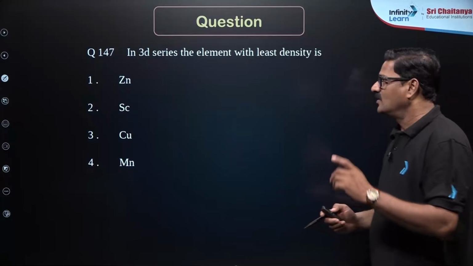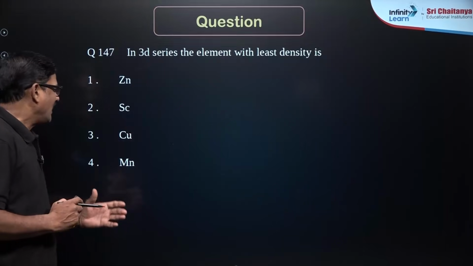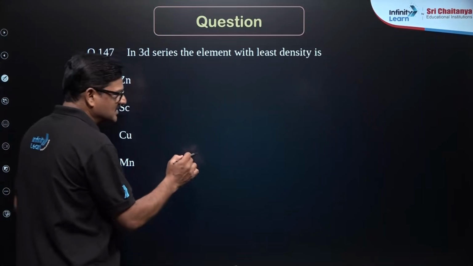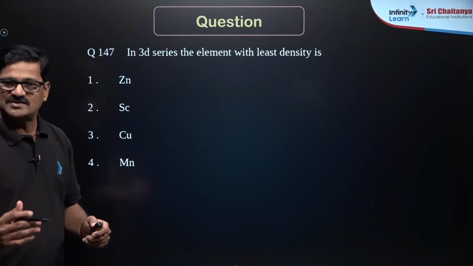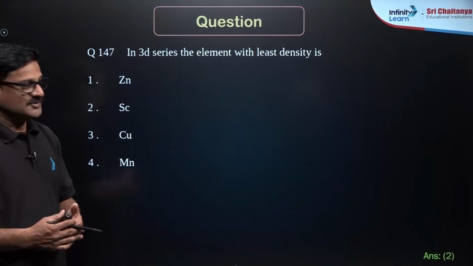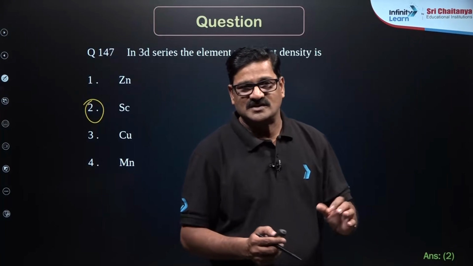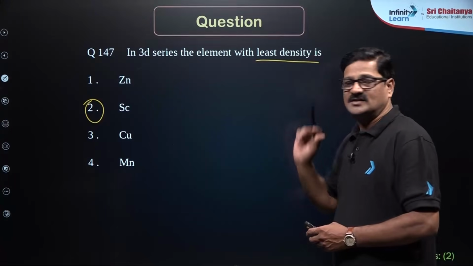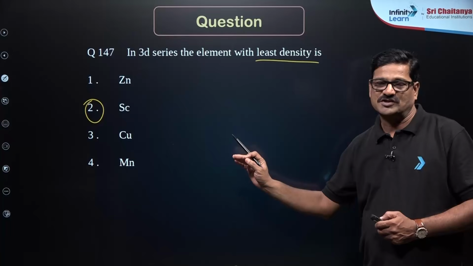And moving ahead, in the 3d series, the element with the least density. The density is directly proportional to its atomic mass. So density increases as atomic mass increases and also size decreases. So among them, you can say scandium is having the lowest atomic mass and the largest size. So scandium is the least density element, and the pattern of the physical properties of the transition elements is pretty important.